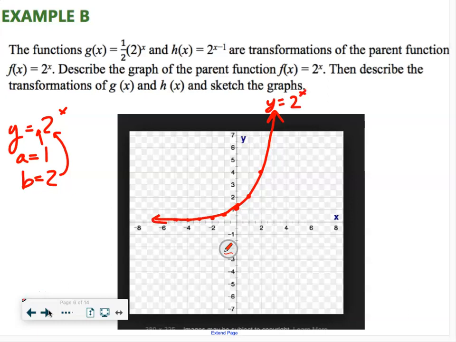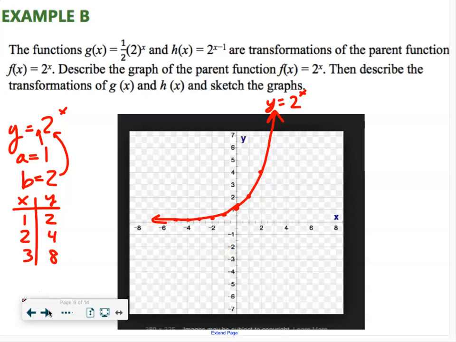And you can ask yourself, plug in some numbers and see. 2 to the first is 2. 2 to the second is 4. 2 to the third is 8. You can always make a table, right? I'm going to go ahead and show that as well. So 2 to the first is 2. 2 to the second is 4. 2 to the third is 8.